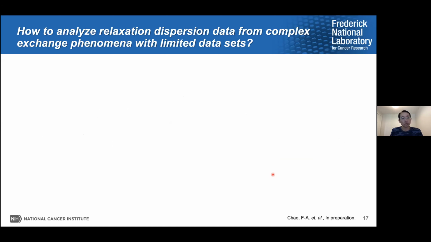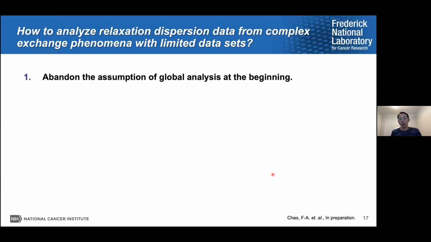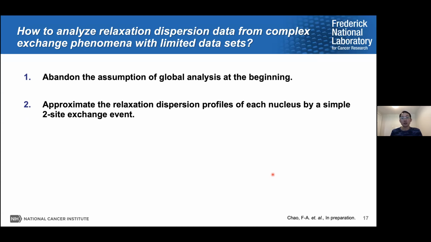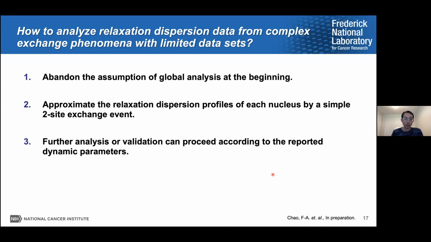How are you going to tackle that problem? So what we did is, we try to avoid using the global analysis assumption, which a lot of people already use. It's okay, but we propose that if you can approximate the resonant dispersion profile of each nucleus by a simple two-site exchange event, and analyze it, then you will output some dynamic parameter. Sometimes that dynamic parameter will already tell you something you want to know, by comparing with the delta omega from the chemical shift perturbation.